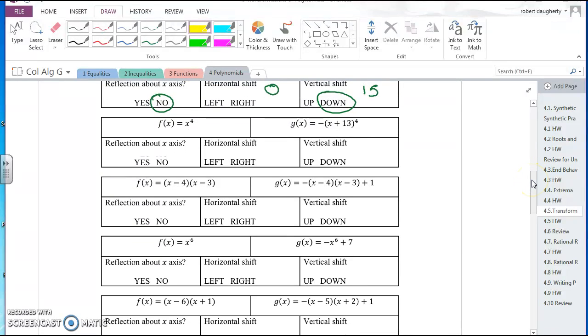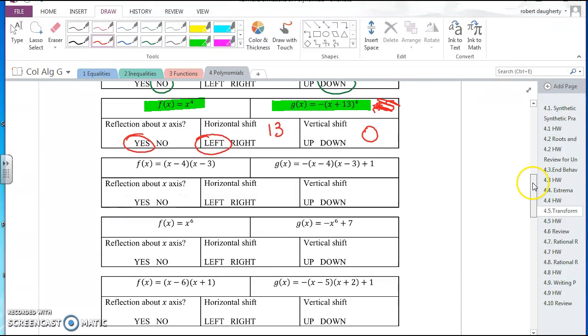Okay, now let's look at the next one. What is the transformation that takes us from x to the fourth to negative x plus 13 to the fourth? So reflection about the x-axis, yes, that negative sign in front tells me this has been reflected. Did it move horizontally? Yes, it moved horizontally, and that plus 13 means it moved to the left by 13, okay? Did it move vertically? The vertical shift was 0. If it moved vertically, I would see something like plus 5, that would be moving it up 5, but I don't see that. So there's no vertical shift on this function, okay?